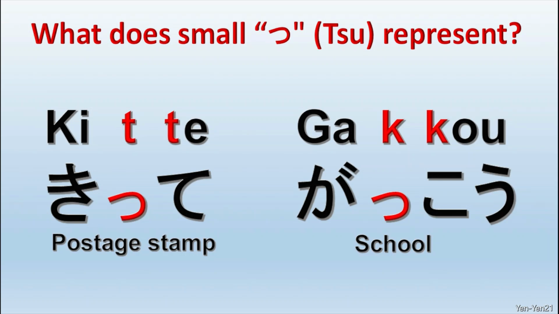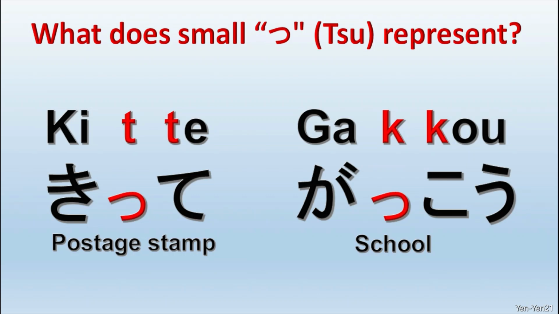Small tsu represents the consonant sound of the character it follows. So the small tsu in the first example represents the T consonant sound because the character it follows is te, and the consonant sound of te is T. In the second example, it represents the K consonant sound because the character it follows is ko, and the consonant sound of ko is K. Small tsu doesn't represent any specific consonant sound. It varies depending on the consonant sound of the character it follows. Also, small tsu can only be put in the middle of a word, not at the end. You can't put it at the ending of a word because it has no reference for what sound it will represent.